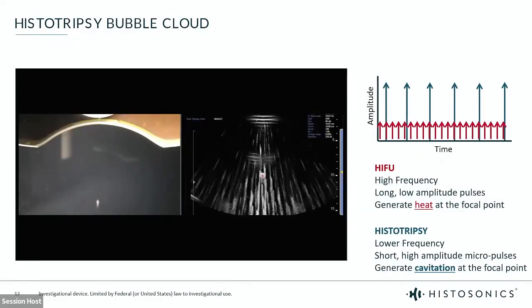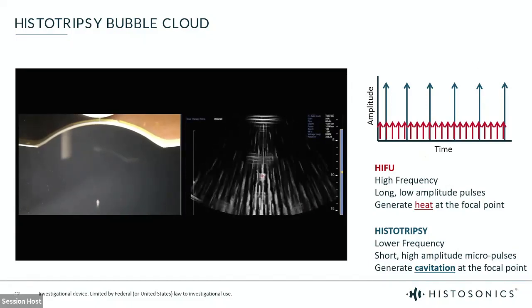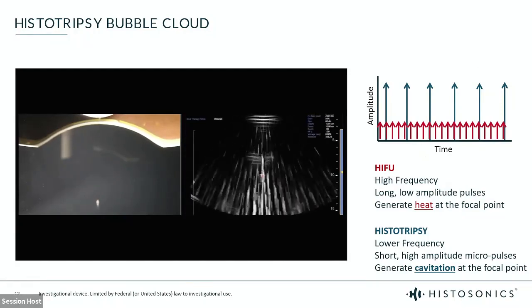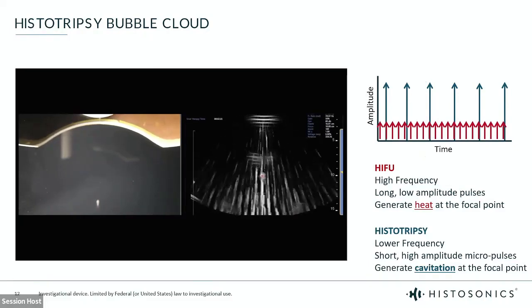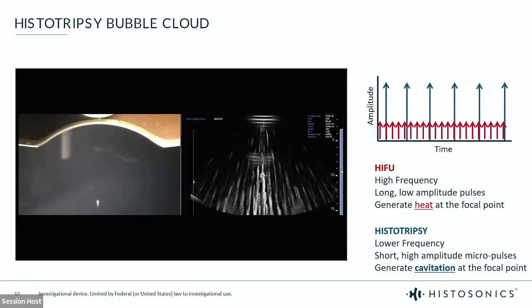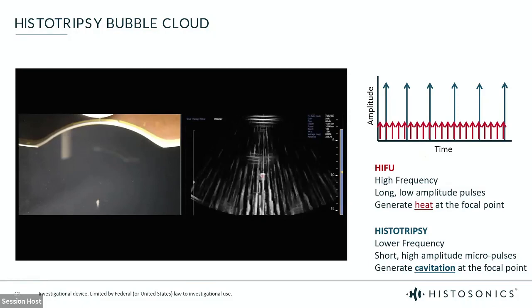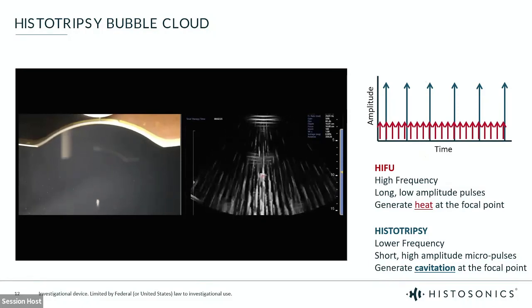The focal point that is created is determined by the head and the geometry of the head. Now, I can take my hand during a treatment and pass it above or below this, and nothing will happen because there's no concentration of sufficient amount of energy. And we've documented that in multiple animal studies, as well as in human studies, that there's no tissue damage occurring distant from the treatment. This is very different than HIFU.